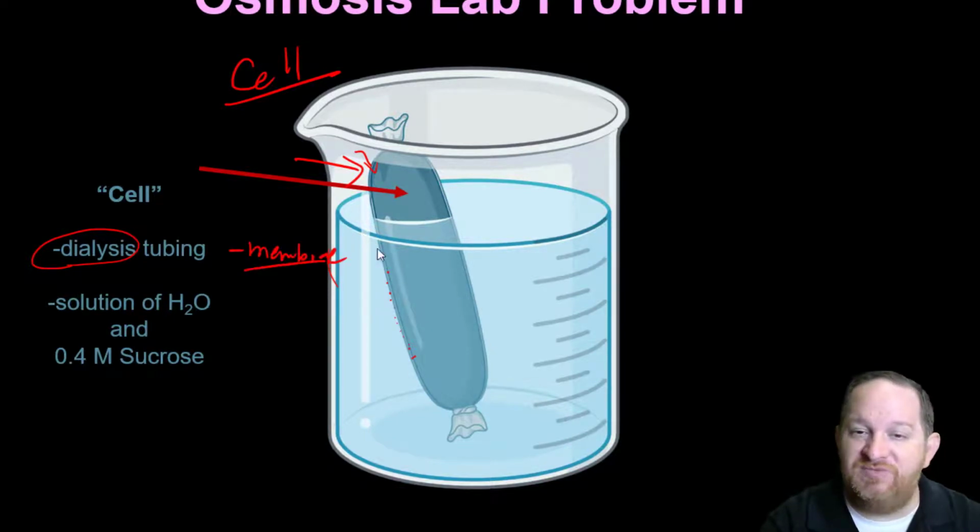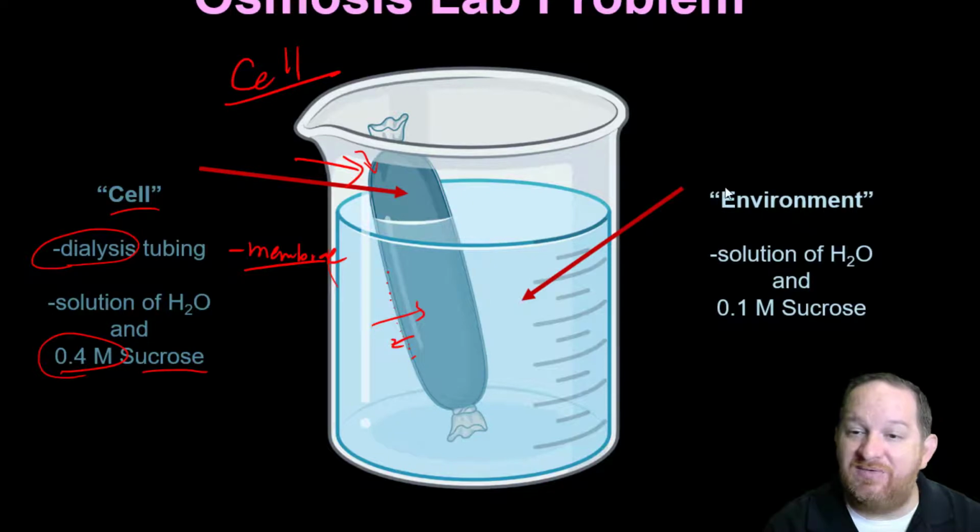So basically what we've done here is we've just made a cell, and in the cell it's got dialysis tubing as the membrane, so water can go in and out. And inside the cell, we've got a 0.4 molar sucrose solution and some water. Now, in the environment, the solution around the cell, we've also got some water, but only 0.1 molar sucrose solution.